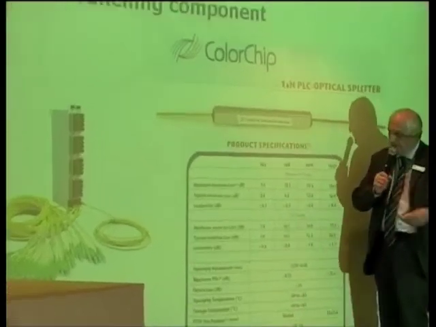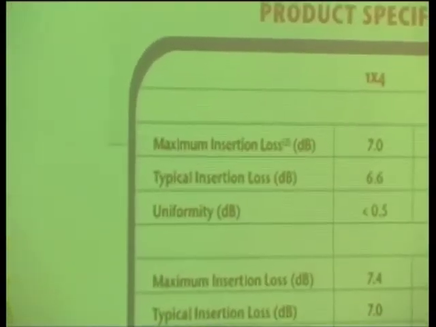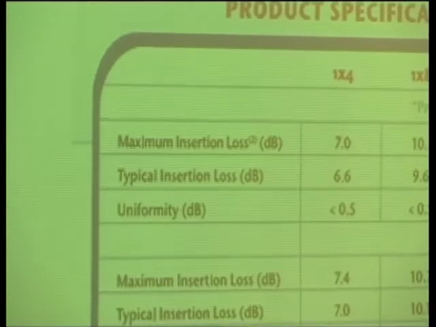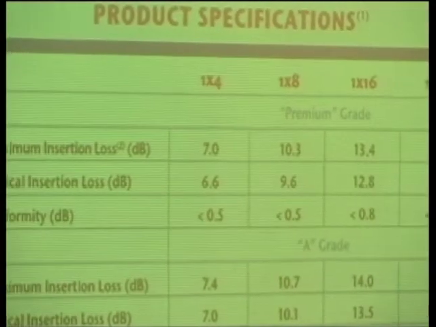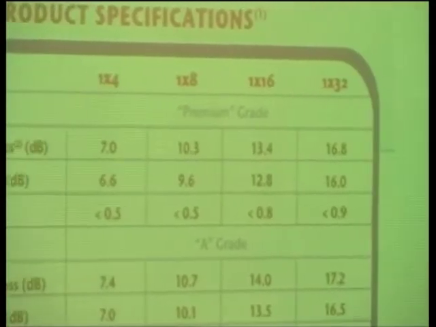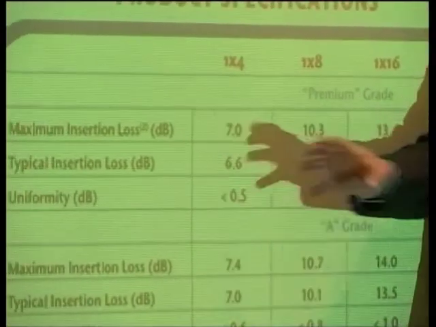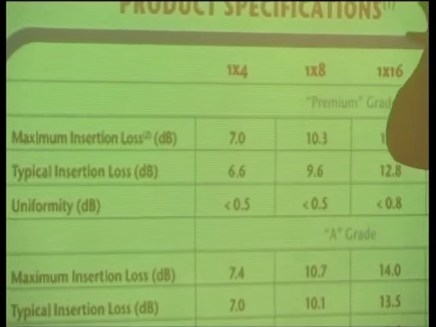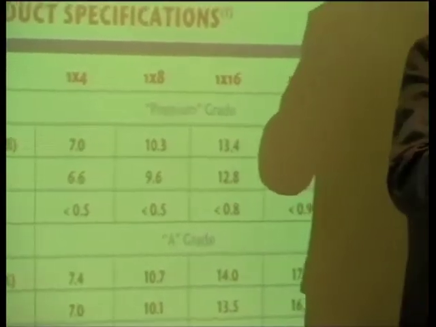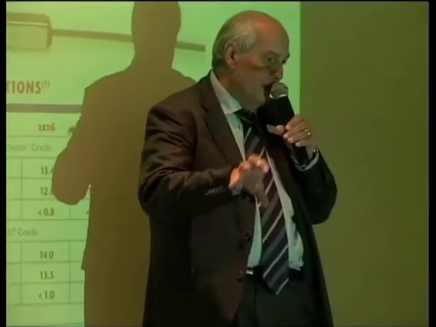I start with the commercial splitter 1 to 4. The theoretical attenuation should be 6 dB. The real attenuation is 7, which means that just inserting the component, I lose an additional 1 dB.